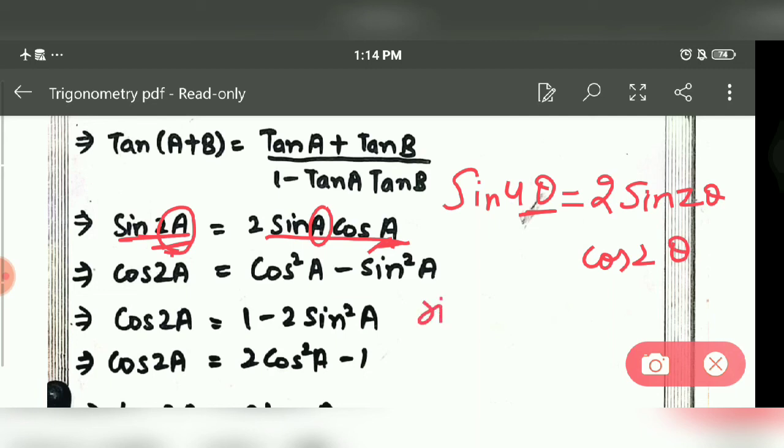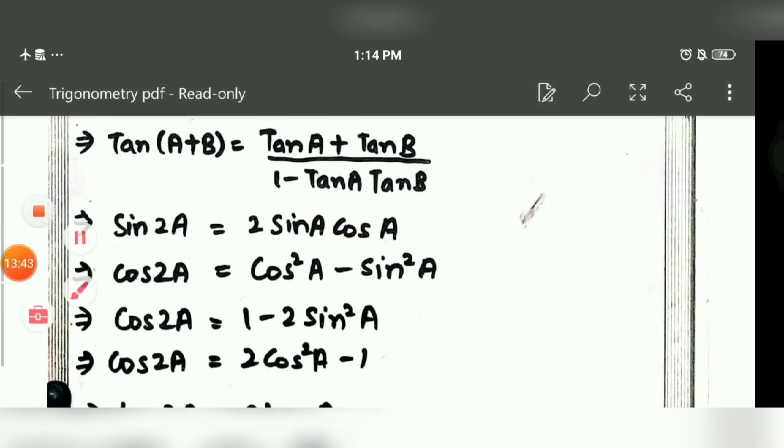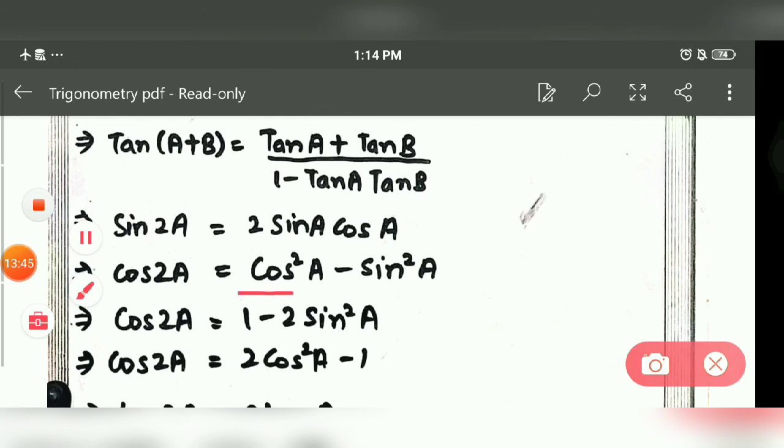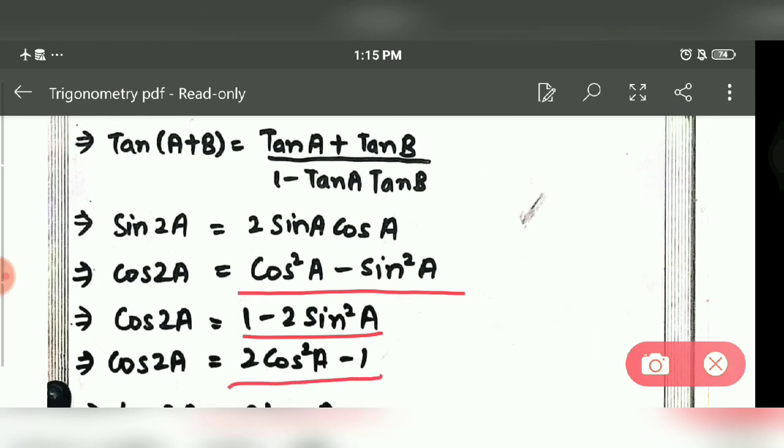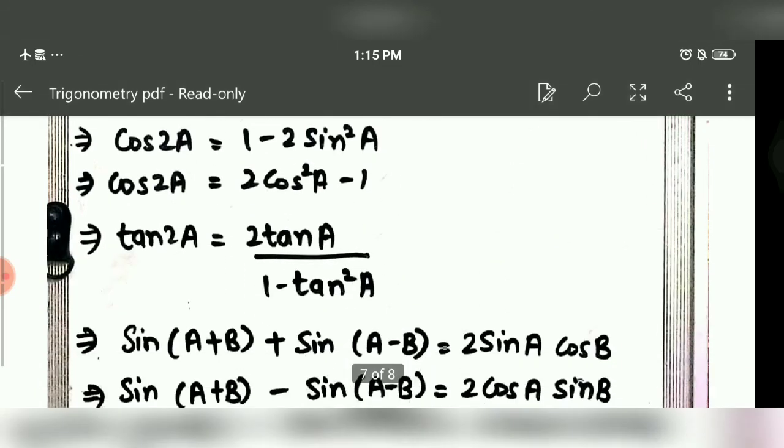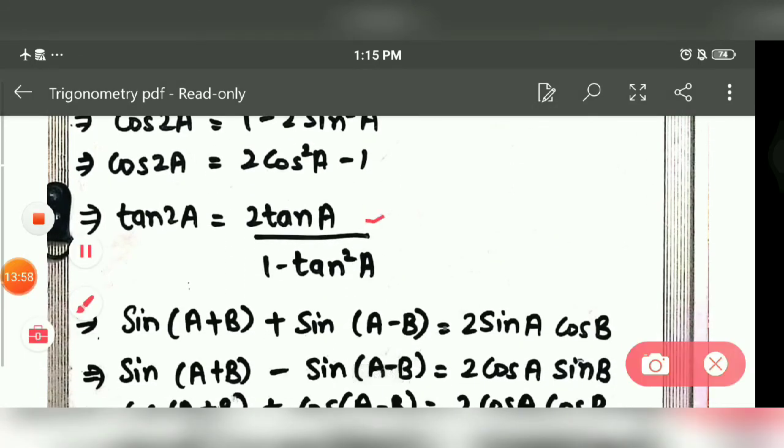Suppose I have sine theta and apply this formula, then it's going to be 2 sine of half of this, theta by 2, cos theta by 2. Similarly, for cos 2A, we have three formulas: cos square A minus sin square A, 1 minus 2 sin square A, 2 cos square A minus 1. And all these angles are going to be half, from 2A to A. Next is tan 2A, which is 2 tan A over 1 minus tan square A.